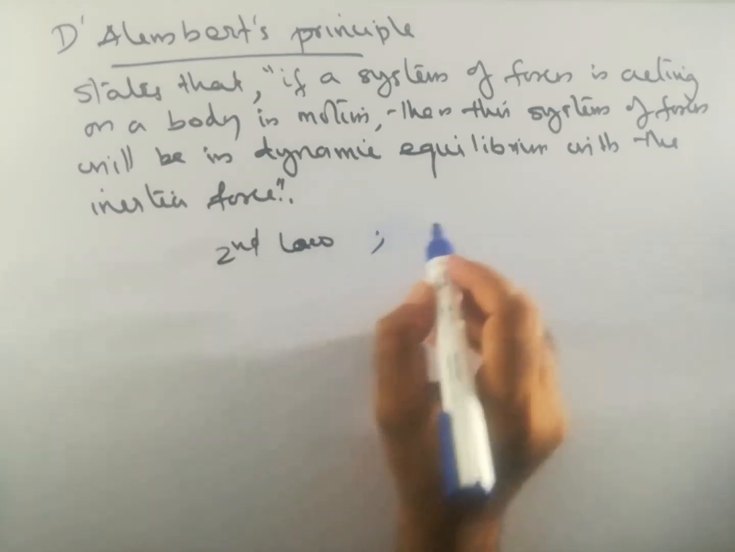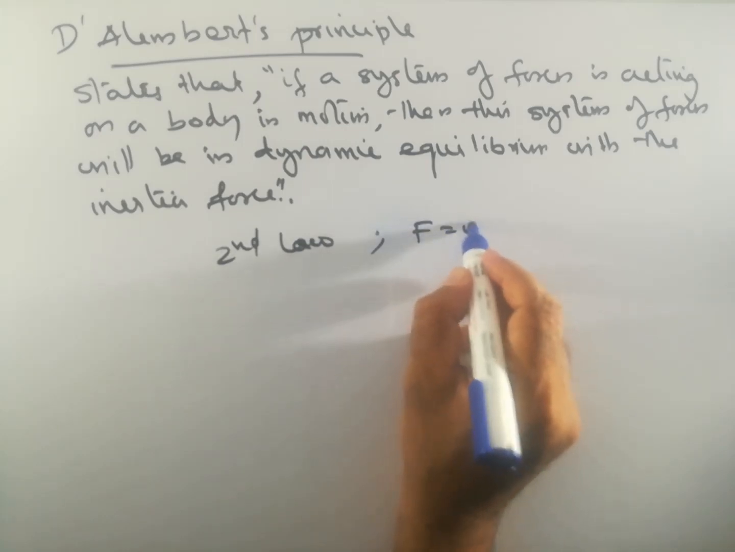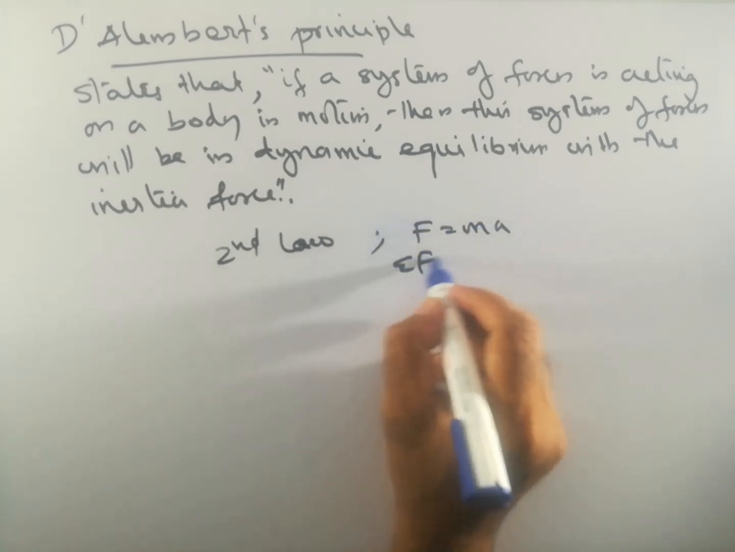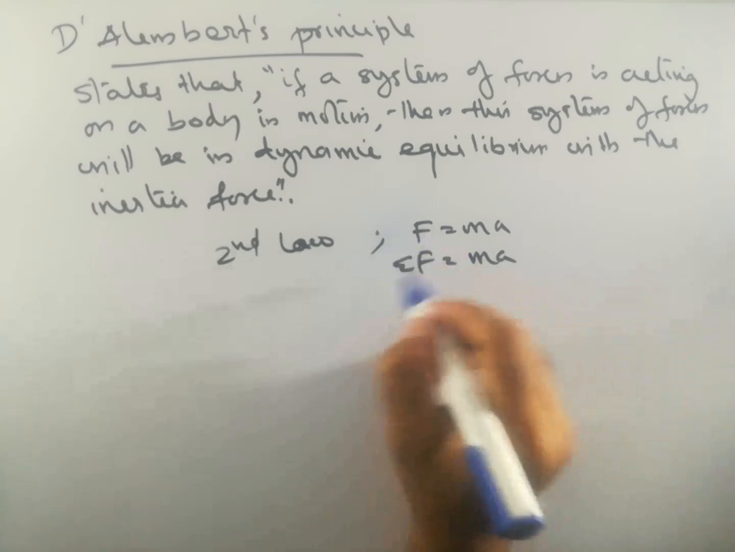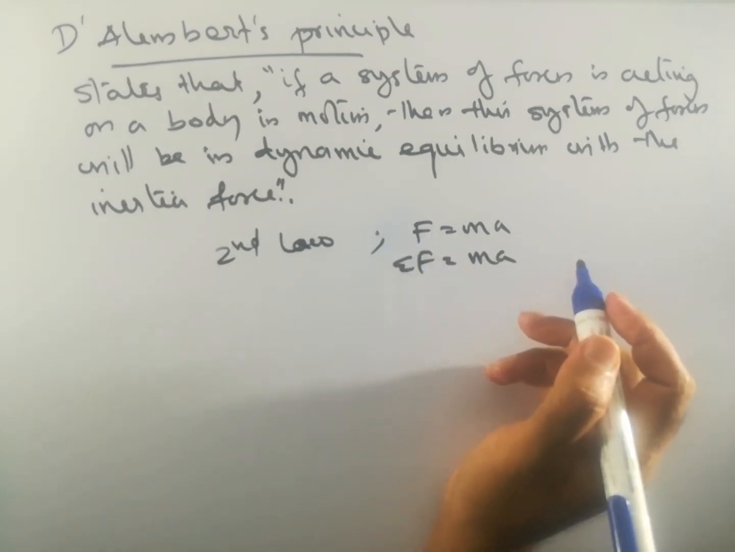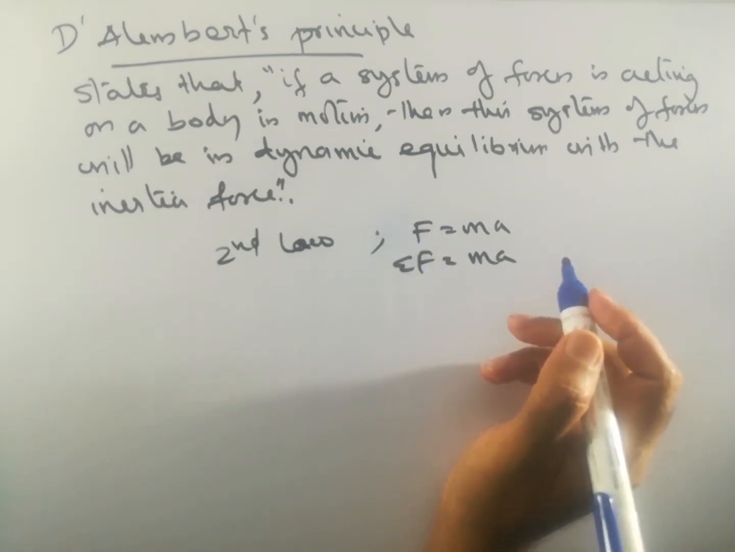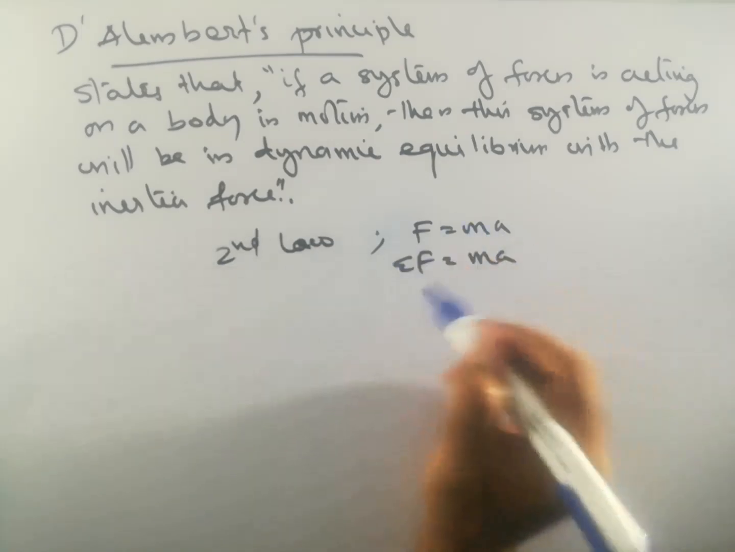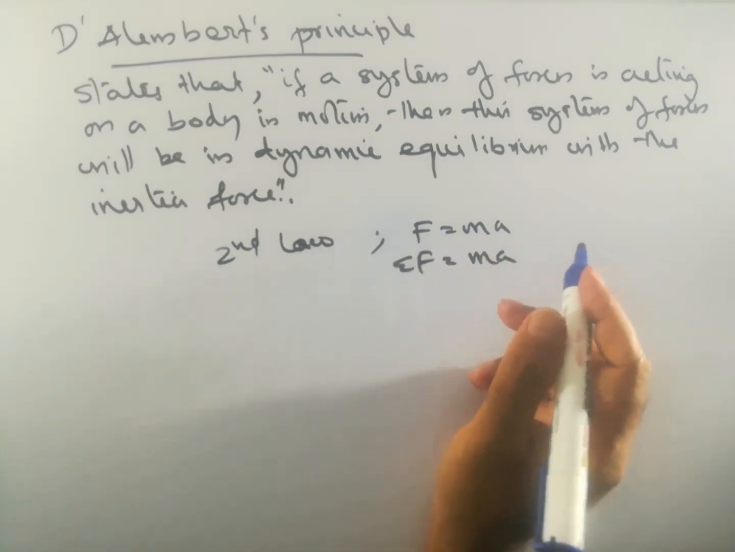So Newton's second law of motion is F equal to ma, or sigma F equal to ma. If there are a number of forces acting on a body, or a system of forces, then sigma F is equal to ma. That is Newton's second law of motion.